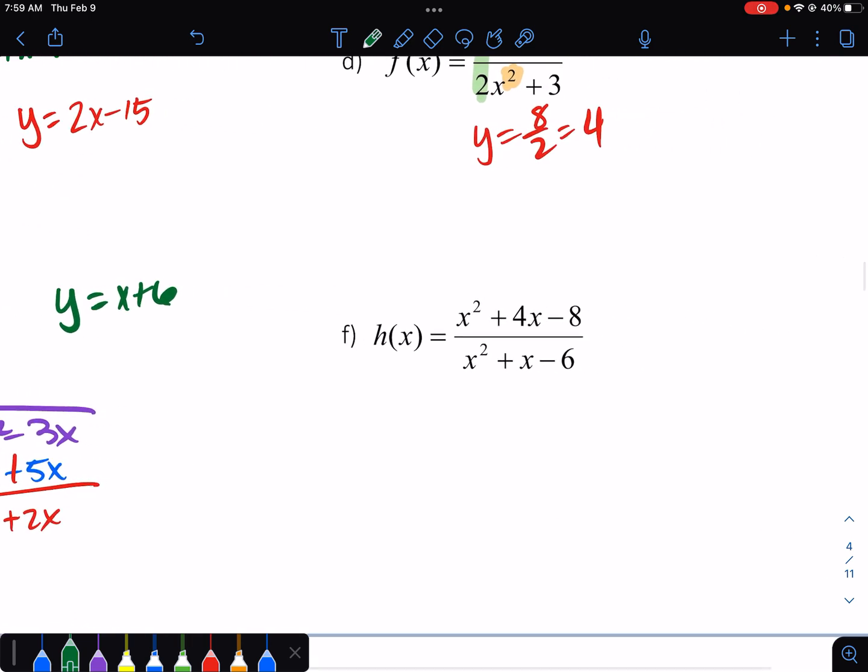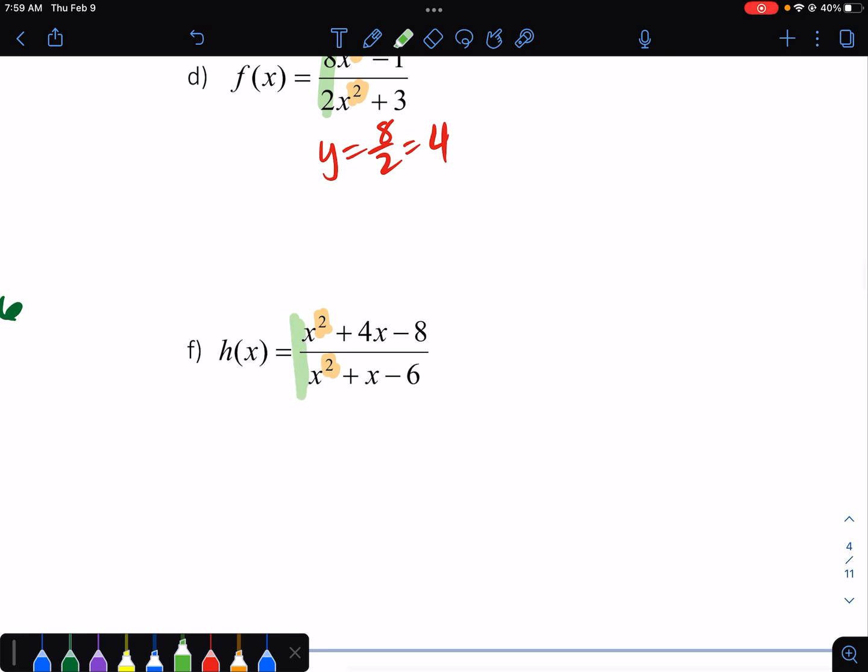Okay. Then if we look at this one, we've got a power of 2 and a power of 2. So our ratio is 1 over 1, so then we get y equals 1. So that's how you find your properties for your rational graph.